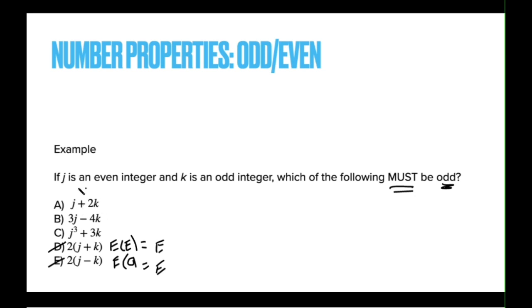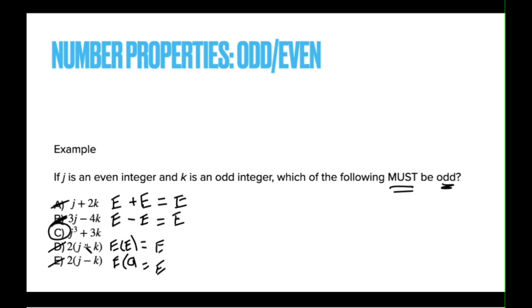And let's run through the remaining ones here. j plus 2k. Well, I know that j is even, so this is going to be an even plus 2 times an odd. An even times an odd, which is even. So even plus even creates an even. A is out. 3j minus 4k. 3 times an even number is still even, minus 4 times an odd number. That's even. And subtraction works the same way as addition. An even minus an even is still even. So the answer has to be C.